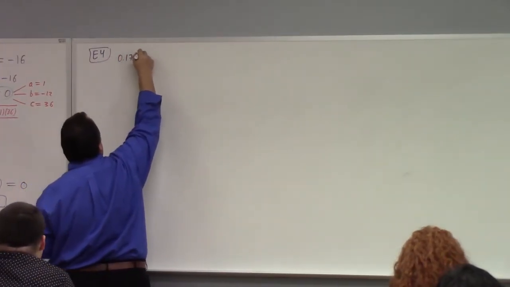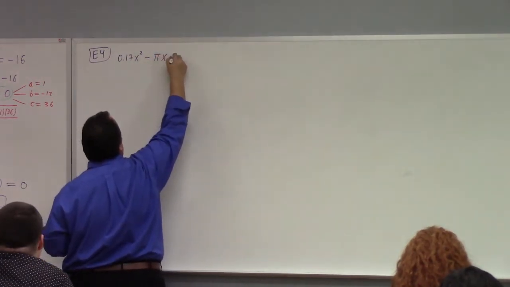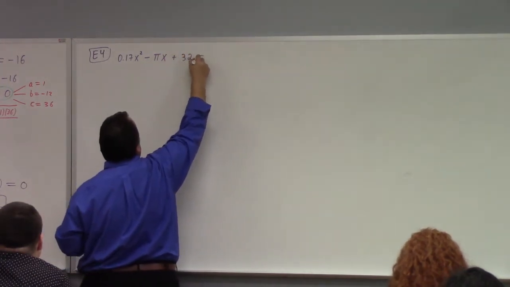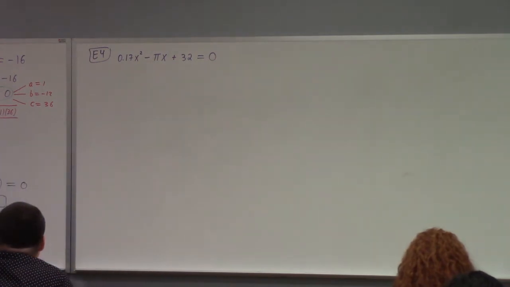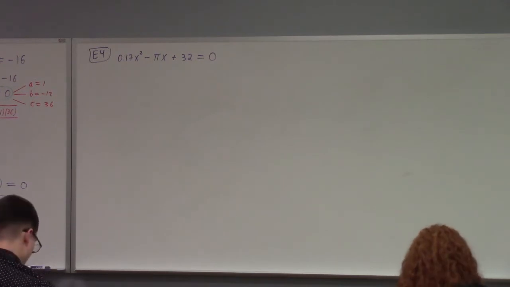0.17 x squared minus pi x plus, oh, I don't know, 32 equal to 0. I definitely don't want to try to factor this. I don't want to try to complete the square. It's just unpleasant to try to do any of those things. So let's just use the quadratic formula. Don't fight it. Use it.